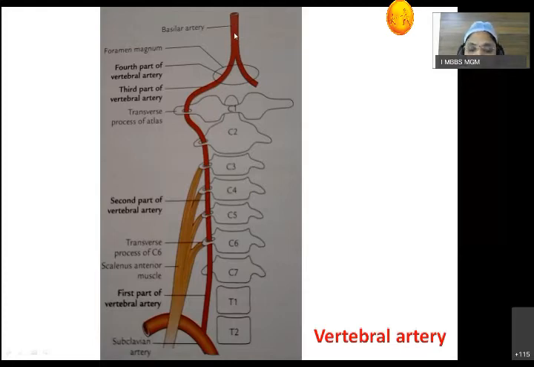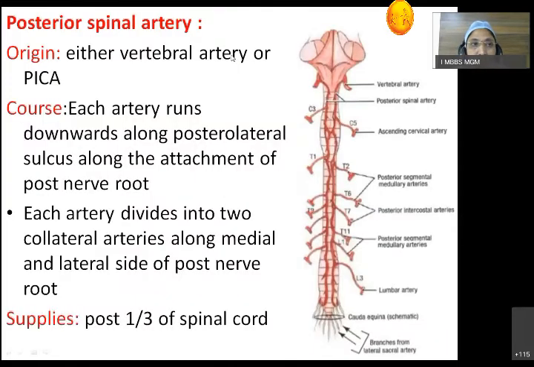Now let us see another artery, which is the posterior spinal artery. The posterior spinal arteries are two in number. They are also formed in the cranial cavity, and they are also branches of the vertebral artery. Sometimes they may arise from the posterior inferior cerebellar artery, which is again a branch of the vertebral artery. So the two posterior spinal arteries arise from the vertebral artery or the posterior inferior cerebellar artery.